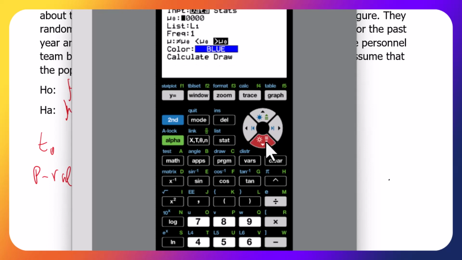Okay, what's the value in the null hypothesis? It's 10. Where did I put my list? In L1. You don't change the frequency, leave it always at 1. What's the sign in the alternative hypothesis? Not equal. If it is blinking like that, it's not selected yet. You have to press enter to select it. And now I want to do, if you like, draw. I'll show you the p-value in action here.